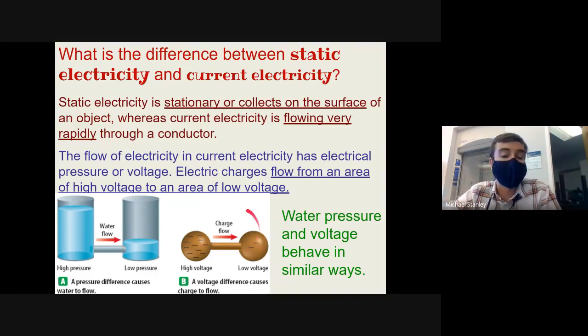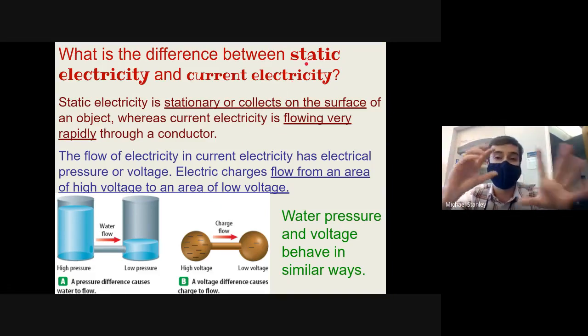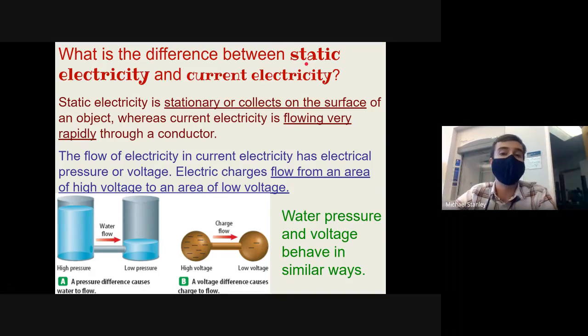In electric current, we have a voltage difference. We're pushing that electricity from a high voltage area to a low voltage area. And we'll talk about exactly how that works in a couple of slides. So static electricity is when the charges just sit there and don't really move. Current electricity is when the electricity is flowing like water. It's traveling through some sort of wire or metal sheet or some other conductor.